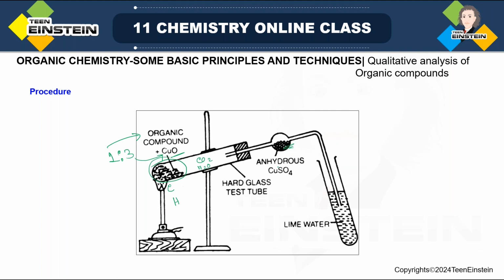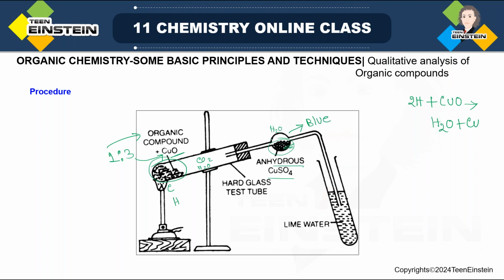Now in this bulb, you can see we have taken some anhydrous CuSO4, which is normally white. If water vapor comes in contact with it, after some time, after this heating process, you will see it converted to blue color. If it is not converted, that proves hydrogen is not present. But if it is converted to blue color, that means hydrogen is present. Remember the reaction: in the presence of CuO, 2H produces H2O and copper metal. So this will be converted to blue color.